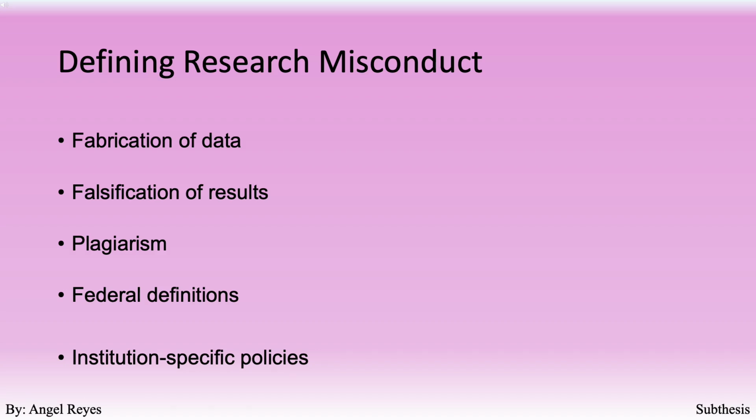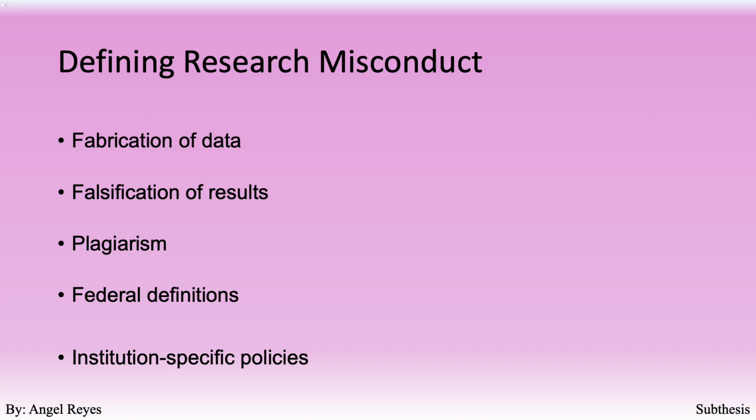Fabrication involves making up data or results and recording or reporting them as genuine, essentially creating information that doesn't exist. Falsification means manipulating research materials, equipment, or processes, or changing or omitting data such that the research isn't accurately represented, altering genuine information to support desired conclusions.